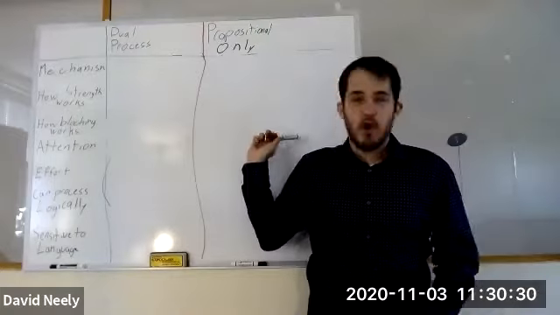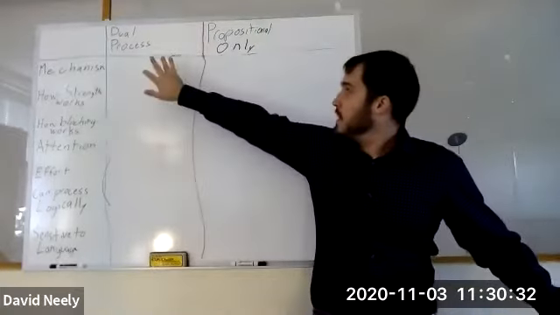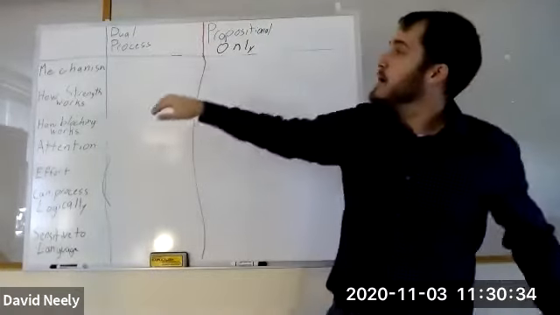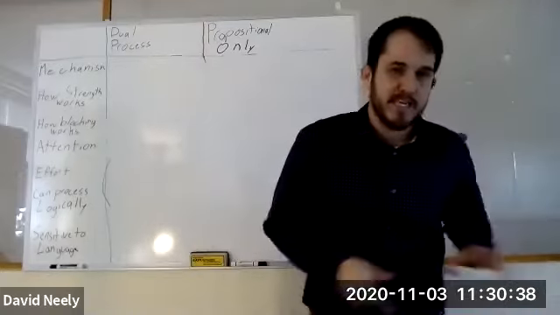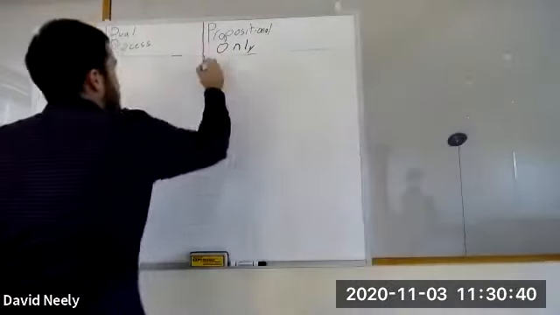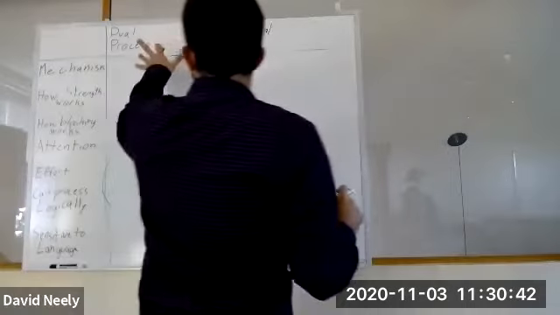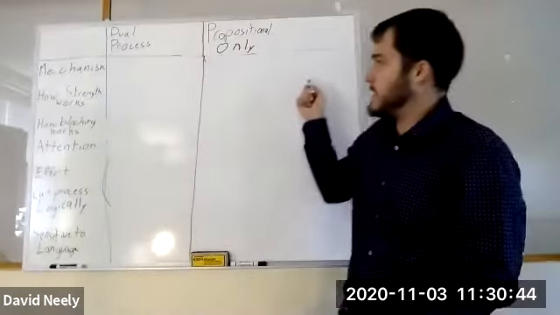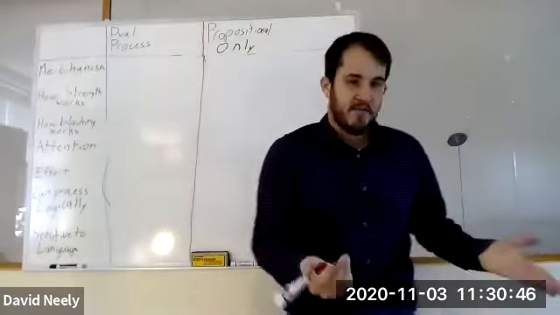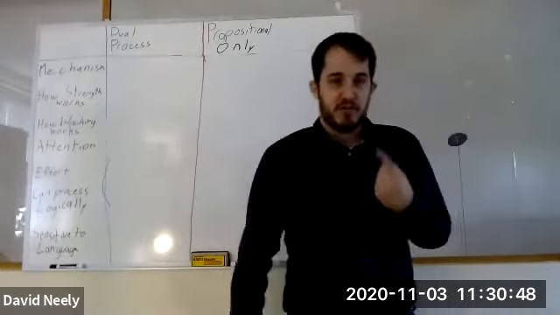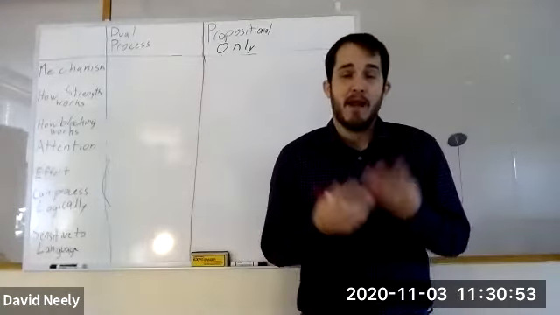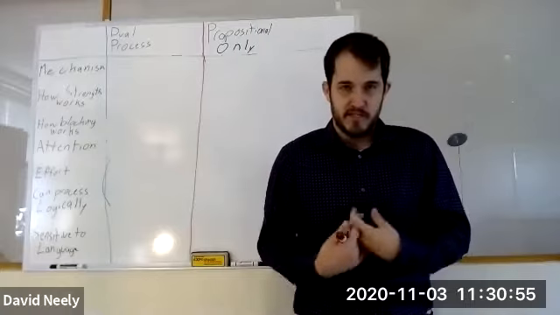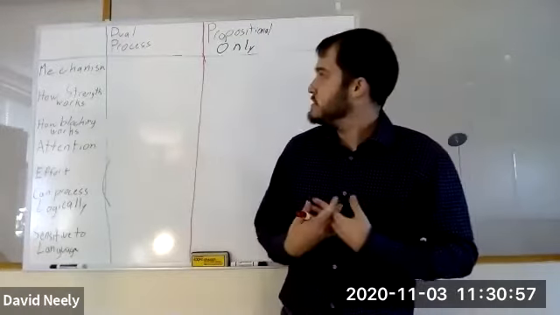So what I just want to do now is compare the two theories, because the way the article works is, in the first part, they say these are the two theories. We've got the propositional only and we've got the dual process. And these are the ways they differ. These are the different predictions they make. These are the different views they have about how the mind works in these sorts of associative learning situations.